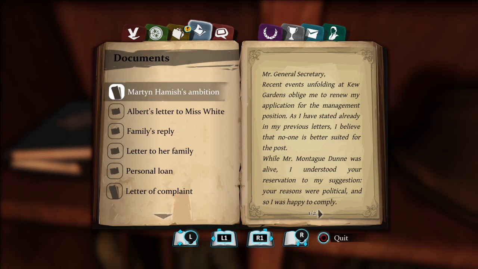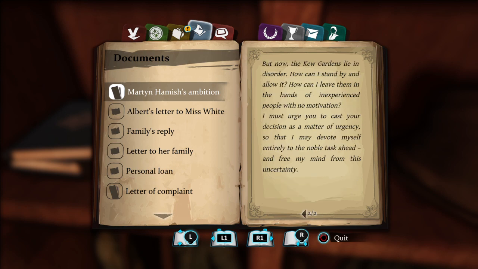Martin Hamish's ambition. Mr. General Secretary. Recent events unfolding at Kew Gardens oblige me to renew my application for the management position. As I have stated already in my previous letters, I believe that no one is better suited for the post. While Mr. Montague Dunn was alive, I understood your reservation to my suggestion. Your reasons were political, and so I was happy to comply. But now, the Kew Gardens lie in disorder. How can I stand by and allow it? How can I leave them in the hands of inexperienced people with no motivation? I must urge you to cast your decision as a matter of urgency, so that I may devote myself entirely to the noble task at hand, and free my mind from this uncertainty.